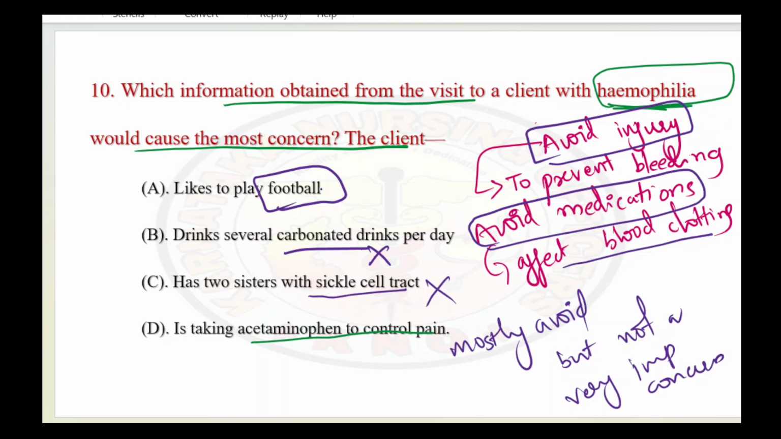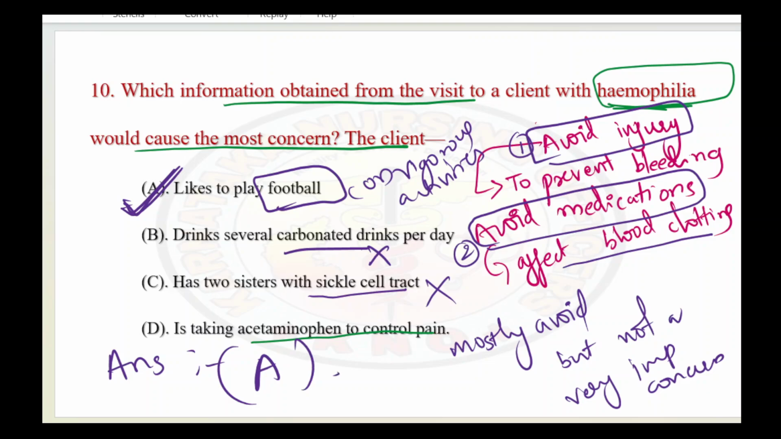But if they have given you playing football or vigorous activities, then the right answer will be option A only. If you don't have option A, then you can opt for D because I have told you two points. First point is avoid the injury. Second point is avoiding the medications that are going to affect the blood clotting. So here the optimal answer is A.